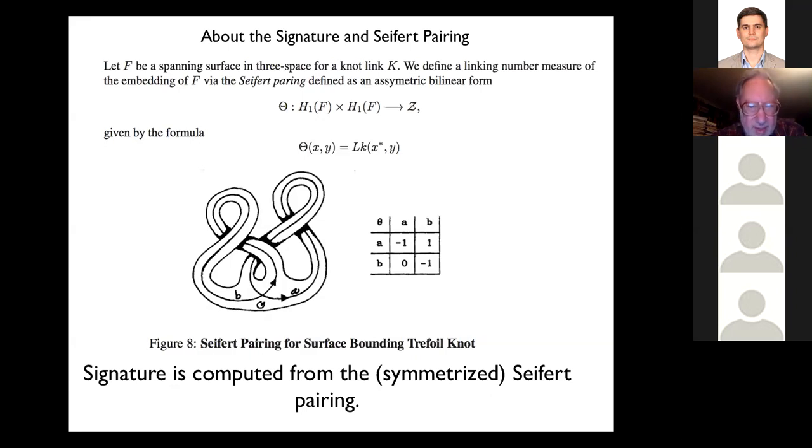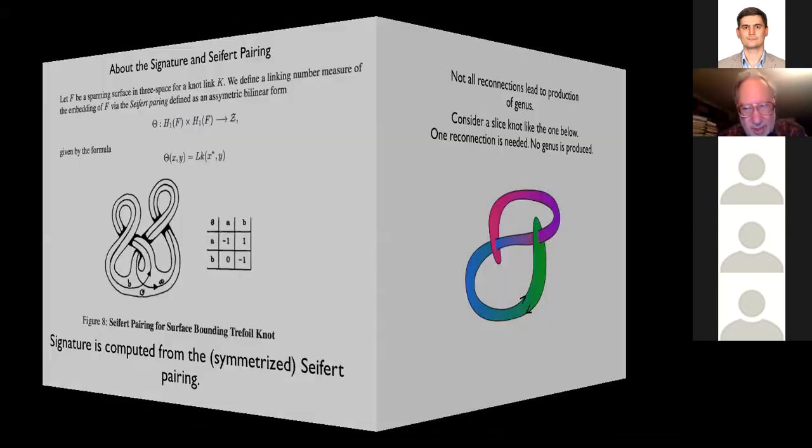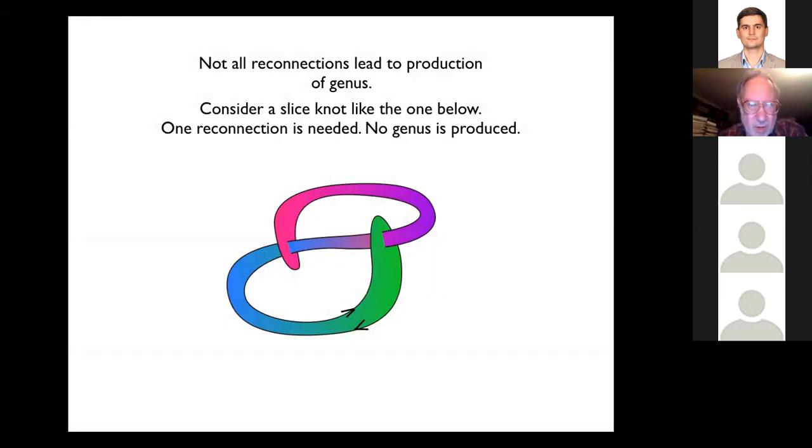And it is that signature of a matrix that Murasugi proved was a lower bound to genus in the four-ball. There's lots of beautiful questions about what kind of genus and what kind of surfaces in the four-ball knots can bound. Not all reconnections, of course, lead to the production of genus. For example, this slice knot below, one reconnection is needed to undo it, and no genus is produced here.